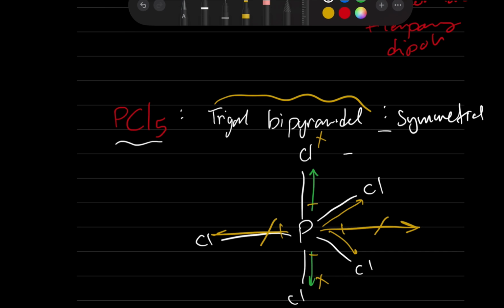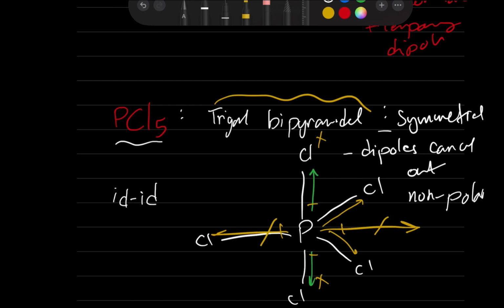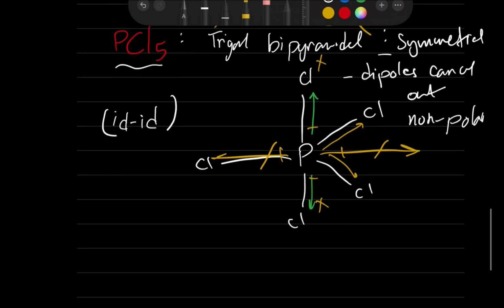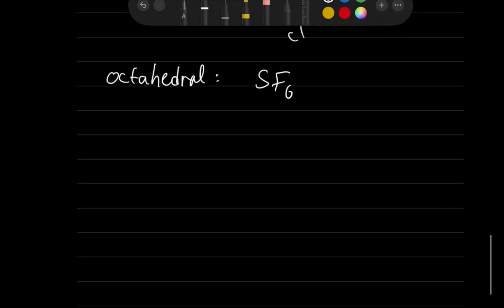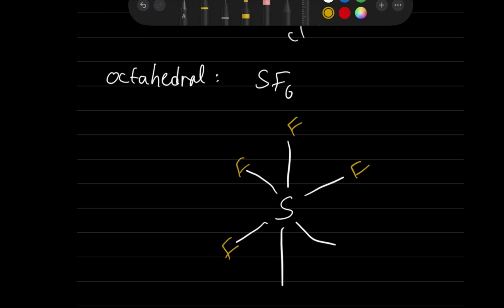Since it's symmetrical, the dipoles cancel out each other, and since they cancel out each other, this is nonpolar. Since it's nonpolar, it contains only the instantaneous dipole-induced dipole. And the same thing is repeated for the octahedral, which has a simple example like SF6. It's the same story. We have S in the middle, we have a square in here, and one up and one down. And you have 6 F's in here.